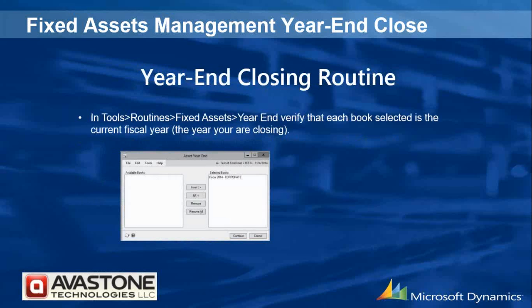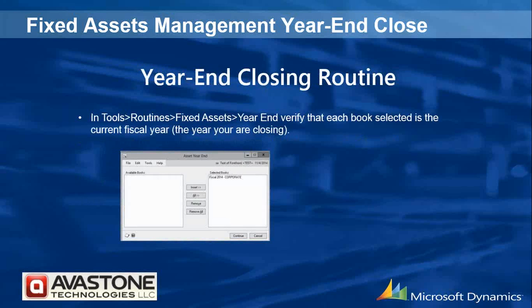So for closing the year-end, we'll head to Tools, Routines, Fixed Assets, Year-End. Your current year book, or books, if you have more than one depreciation book, should be listed in the Available Books box on the left side of your screen. The year should be the year that you're closing. If a different fiscal year book appears, you need to discontinue the year-end closing routine and determine what caused the incorrect year to be displayed.